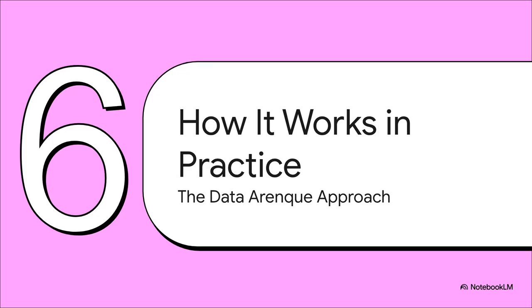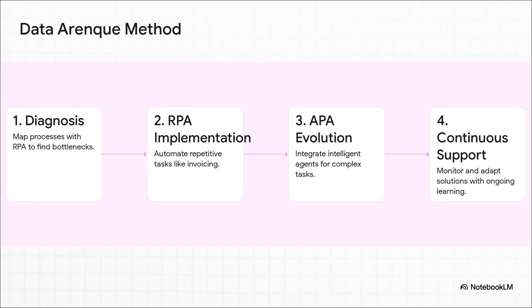So how does this combined approach actually look in the real world? For that, we can look at the methodology used by the Brazilian automation startup Arenque as a great practical case study. Their methodology really shows this evolution perfectly. They don't just jump straight to AI. First, they diagnose a business, using basic RPA to find bottlenecks and score quick wins on things like invoicing. Once that solid foundation is built, then they evolve the system by layering in APA's intelligent agents for the truly complex work. It becomes a smarter process that they continuously monitor and improve.